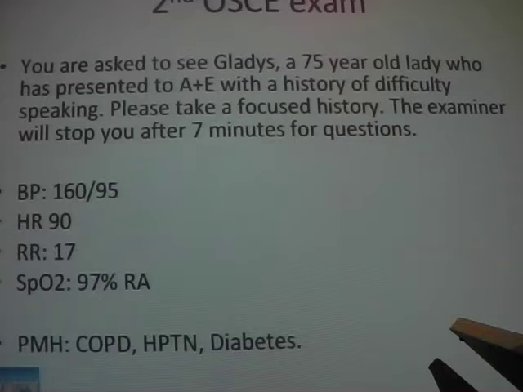So, it's come round to finals and you're outside your OSCE station, and this is the second one now. You asked to see Gladys, a 75-year-old wonderful lady who's presented to A&E with a history of difficulty speaking. Please take a focused history. The examiner will stop you after 7 minutes for questions. A nurse has triaged the patient for you, and they've got some basic obs: BP 160 over 95, heart rate 90, resp rate 17, O2 sats 97% on room air. They've got a past medical history of COPD, hypertension, and diabetes.